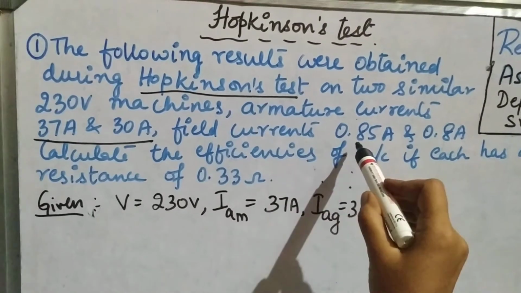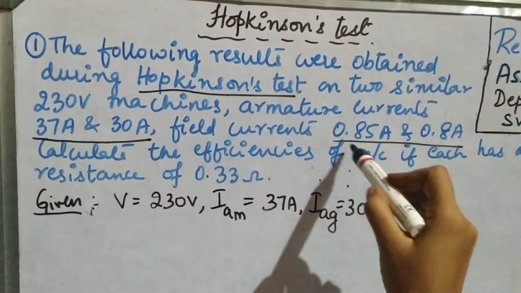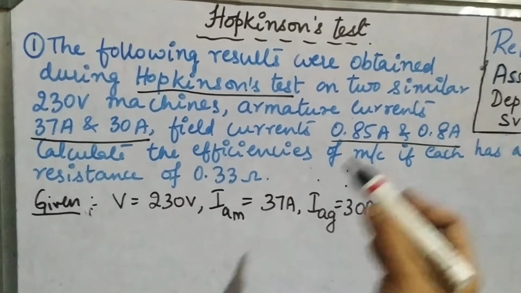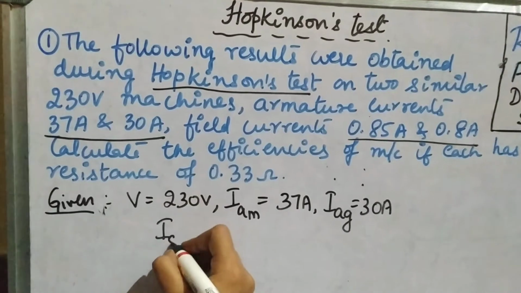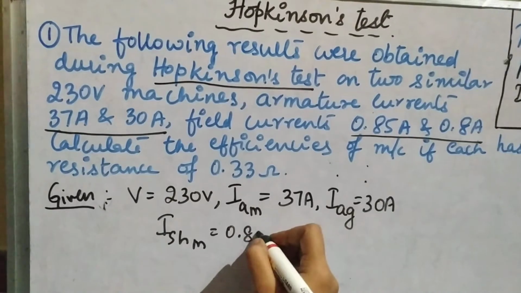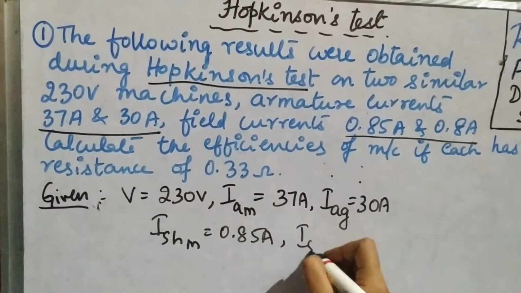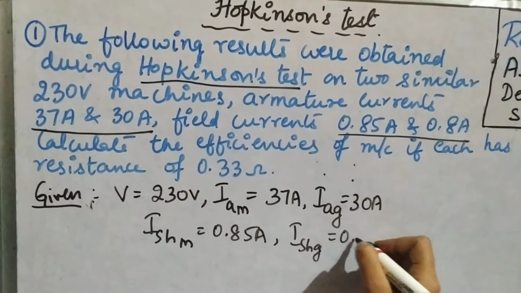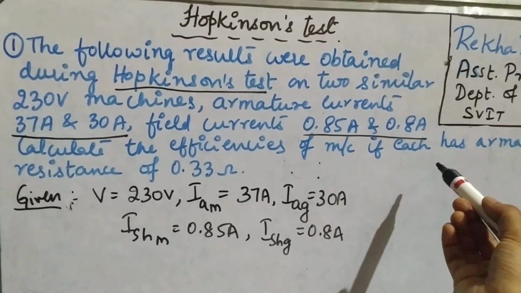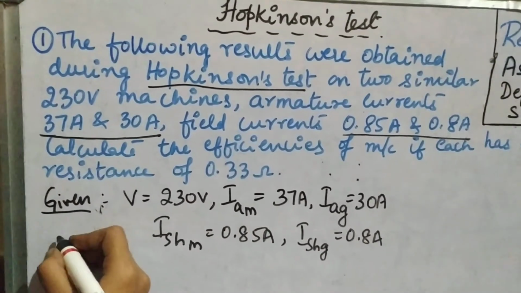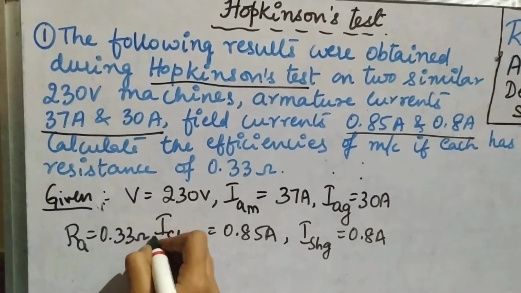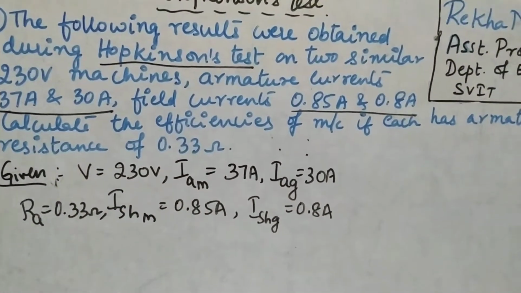Then the field currents. Again, the first value will be for the motor, and the second value will be for the generator. So the shunt field current of the motor is 0.85, and for the generator it is 0.8 amps. They have also given the armature resistance as 0.33 ohms. Okay, so these are the given parameters.